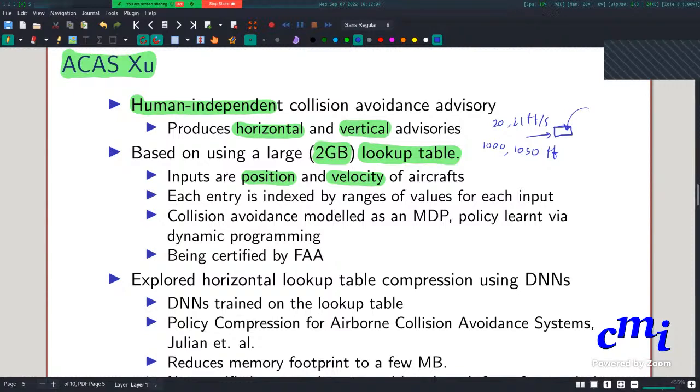So the way they actually created this lookup table is by modeling this collision avoidance problem as a Markov decision process. If you don't know what an MDP is, it's not really going to be very relevant, but I just wanted to say this for people who do know and are curious. So they model this collision decision process as a Markov decision process.